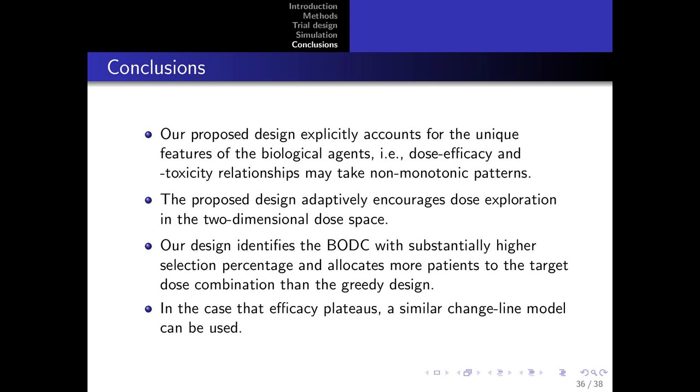As I mentioned before, in the case that the efficacy plateaus, we can also use a similar change-line model to model the dose-efficacy relationship. In some cases, we don't expect the efficacy to decrease at higher doses. It may just become flat. In that case, we just use the same model as we described for the toxicity.